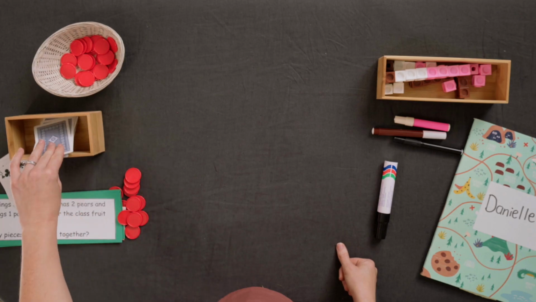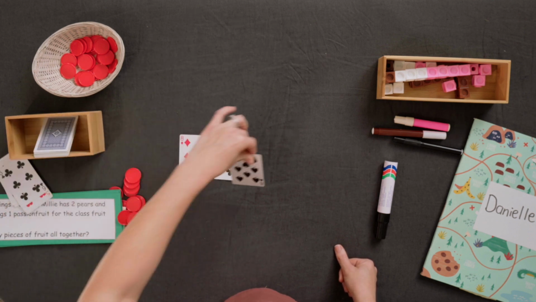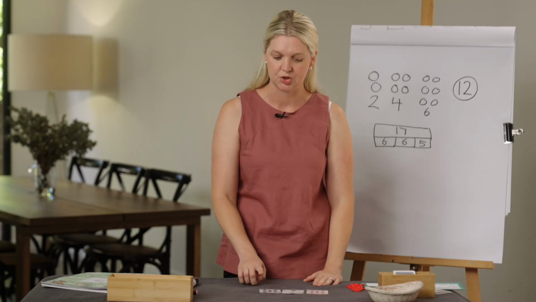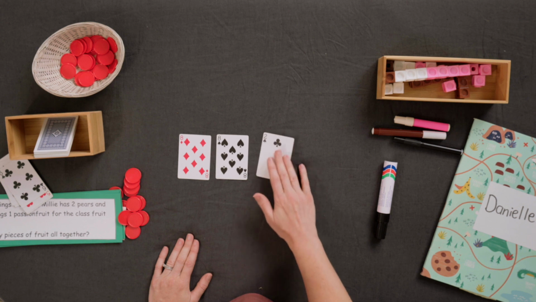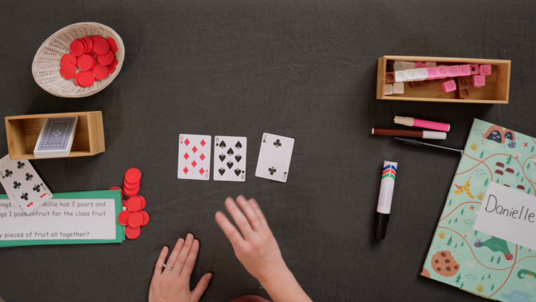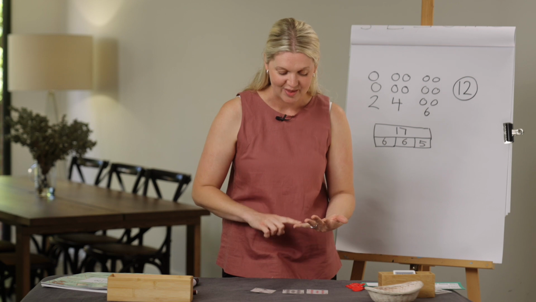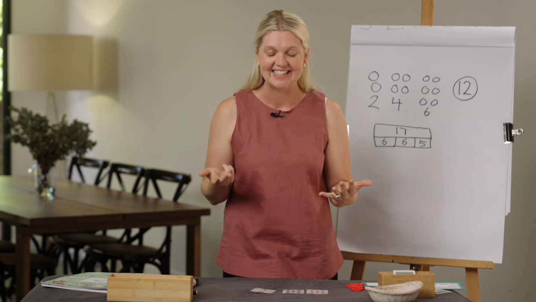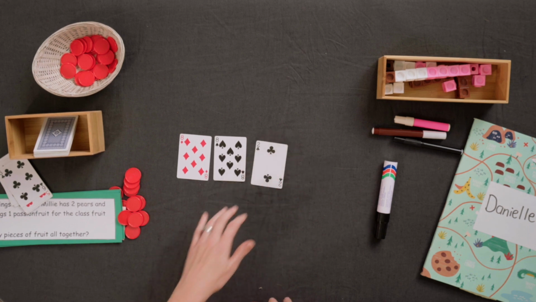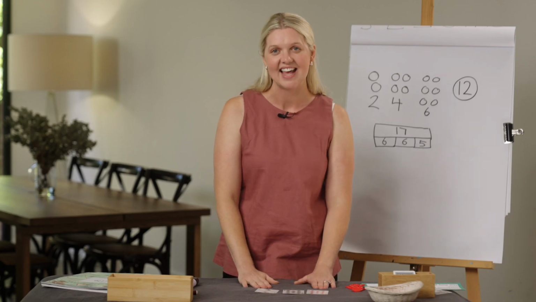Let's do 1 more. 1, 2, 3. Oh, another double. Oh, this is a tricky one. 8 and 8. That's a double. I'm going to check because I'm not quite fluent with this one. 8, 9, 10, 11, 12, 13, 14, 15, 16. 8 and 8 is 16. And 2 more is 17, 18. So our total here is 18.